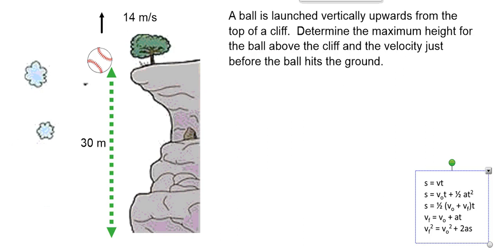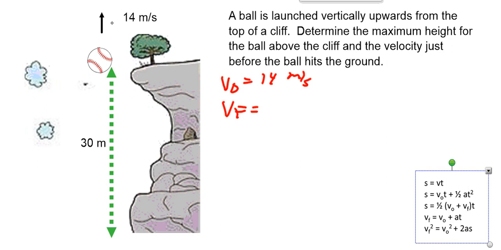Okay, next example. A ball is launched vertically upwards from the top of a cliff. Determine the maximum height for the ball above the cliff and the velocity just before it hits the ground. Okay, so let's get started again. Same chart. V initial. It looks like from the picture it's 14 meters per second. Okay, V final. Now we're solving for the first question.